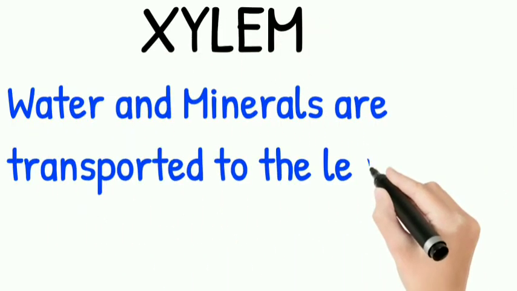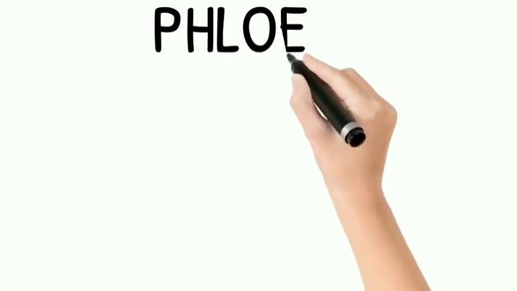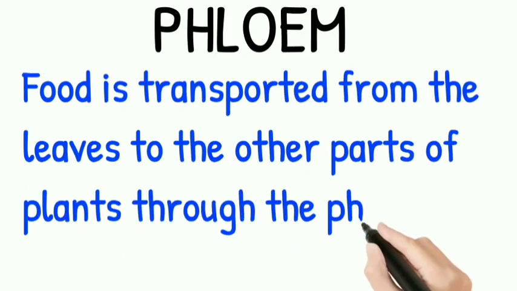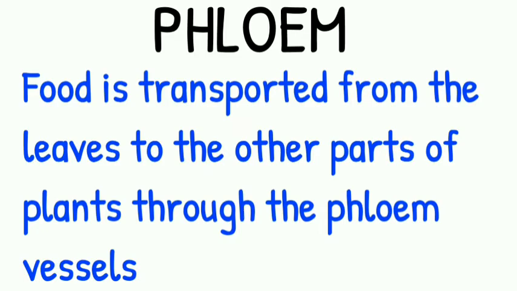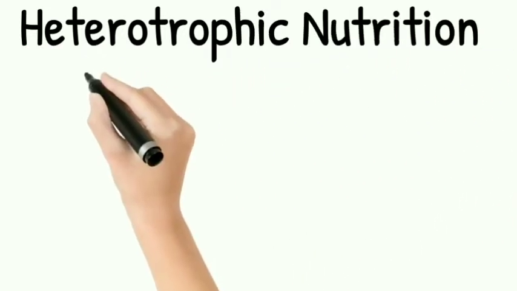Xylem. Water and minerals are transported to the leaves by the xylem vessels. Phloem. Food is transported from the leaves to the other parts of the plant by the phloem vessels. Now let us learn about heterotrophic mode of nutrition.